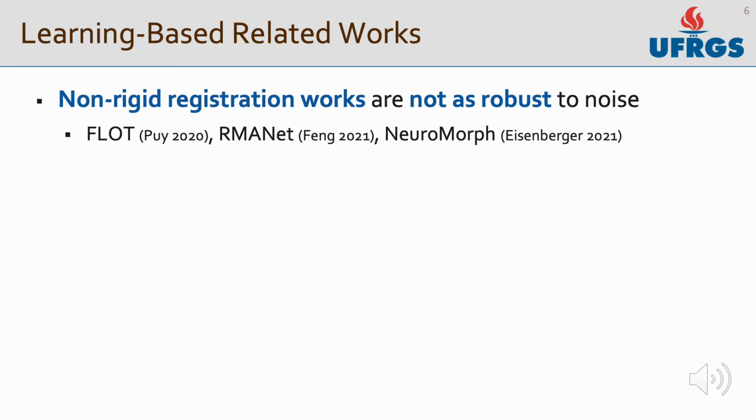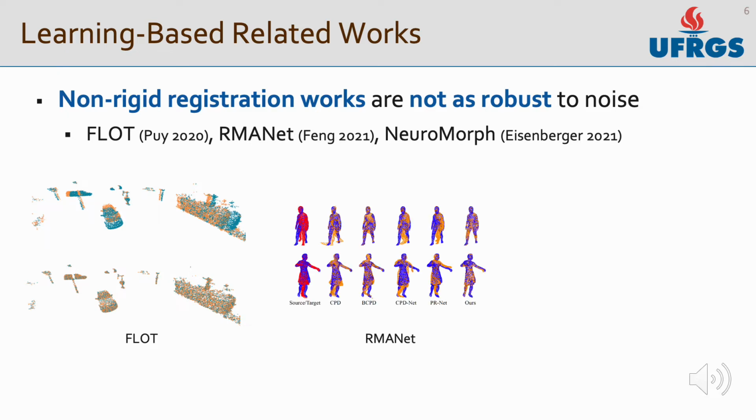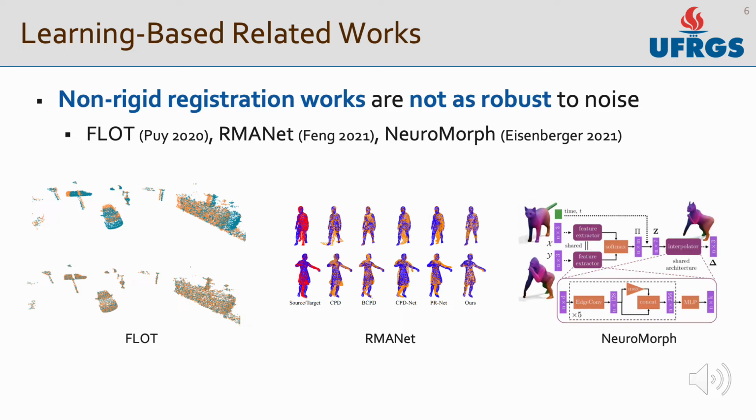This robustness does not appear in learning-based works for non-rigid registration. There are actually few approaches targeting this direction. FLOT focuses on scene flow using optimal transport modeling. RMA-Net is an unsupervised approach based on a recurrent model. Neuromorph tackles mesh interpolation and registration in an unsupervised fashion.